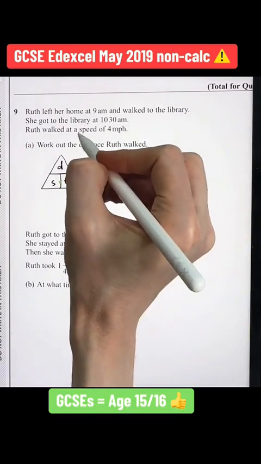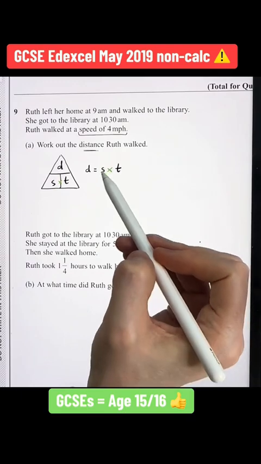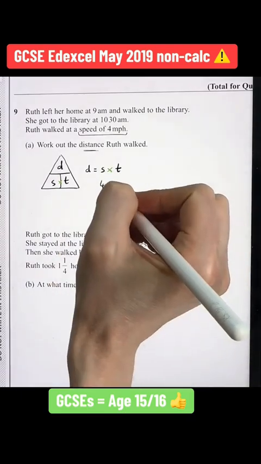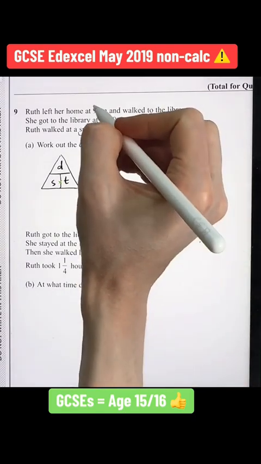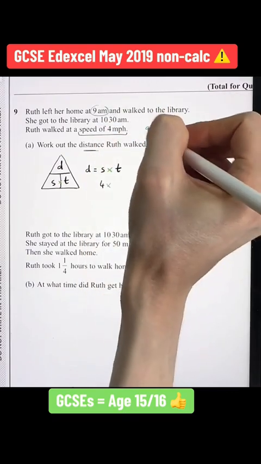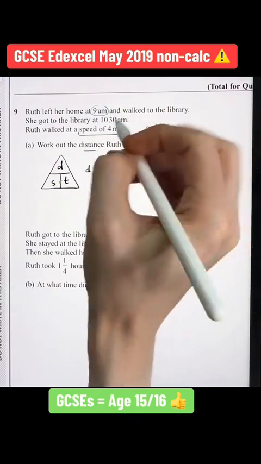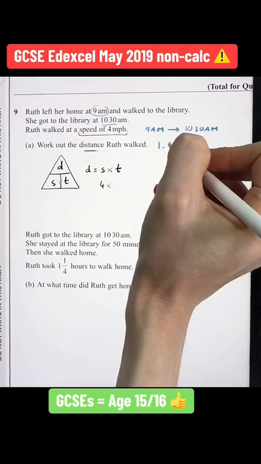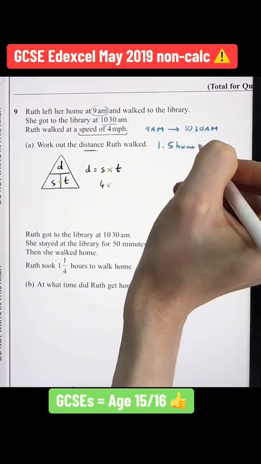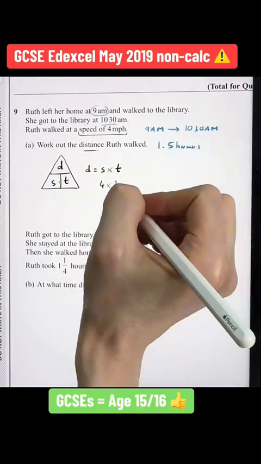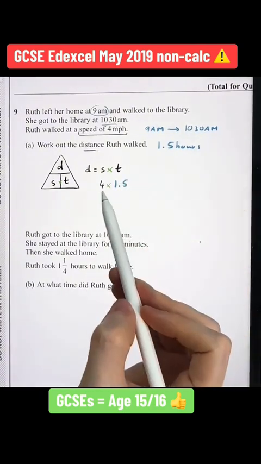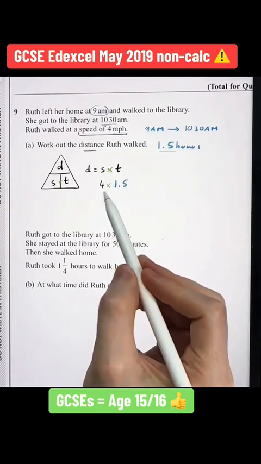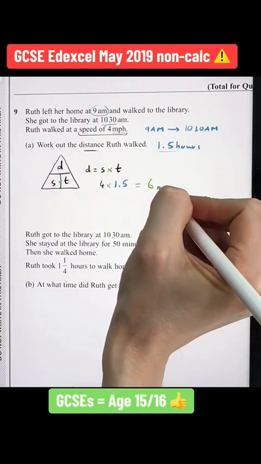We're told her speed is 4 miles per hour. Therefore, for S, I'm going to substitute the number 4. And it's going to be multiplied by her time. To work out her time, well, what time did she leave her home? She left her home at 9 a.m. And she got to the library at 10:30 a.m. From 9 a.m. to 10:30 a.m. is 1.5 hours. So therefore, her time is 1.5. Always make sure you're dealing in the same units. Her speed was in miles per hour, so you want her time in terms of hours. And 4 times 1.5 gives us 6 miles.